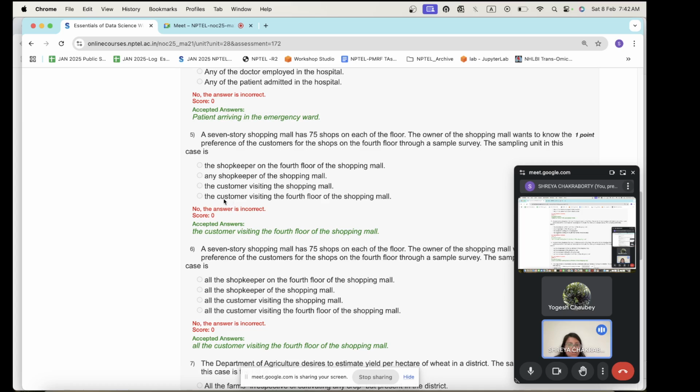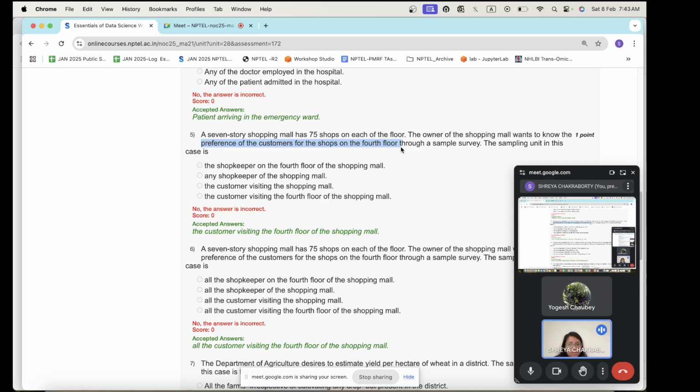Yes, this is not wrong. Later again, I reviewed my assignment, and found that the question was the customers' preference for the fourth floor shops instead of all the shops. Exactly. So this was the key point. Preference of customers for the fourth floor.